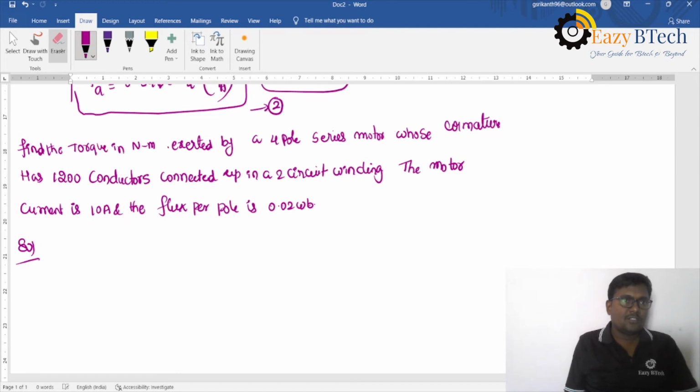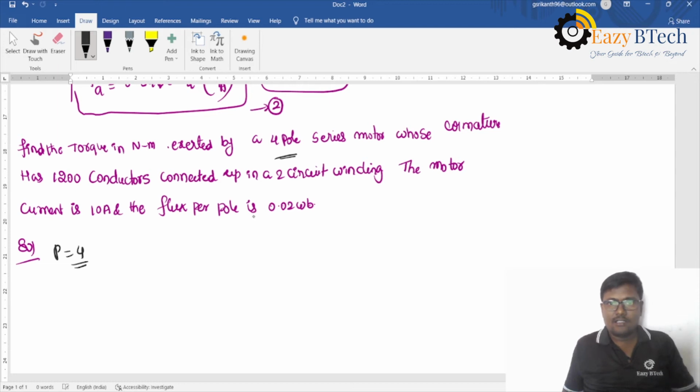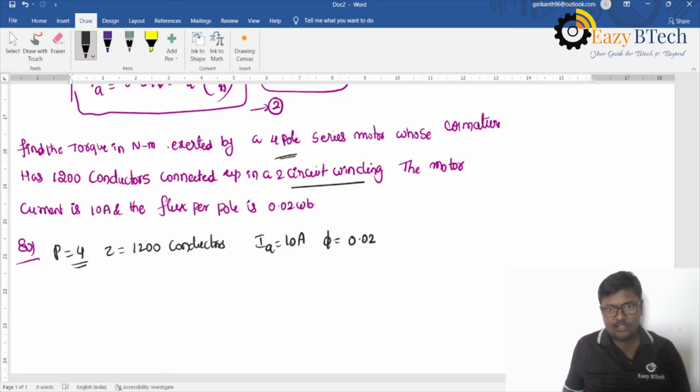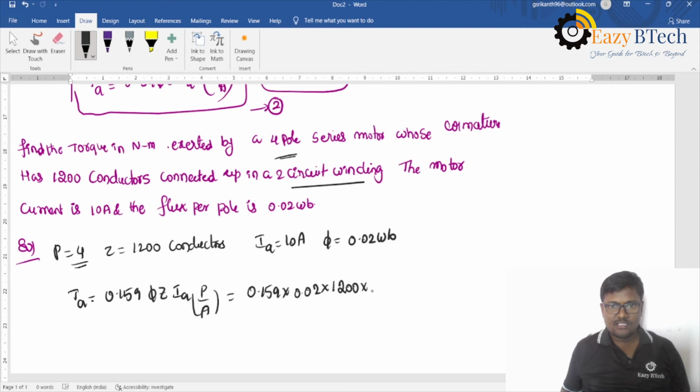The solution. So 4 pole means the number of poles is 4. And armature Z is 1200 conductors in a 2-circuit winding. Armature current is 10 amperes. Flux is equal to 0.02 Weber. Armature torque equation: 0.159 into phi Z into IA into P by A. So 0.159 into 0.02 into number of conductors 1200, armature current 10, number of poles 4.